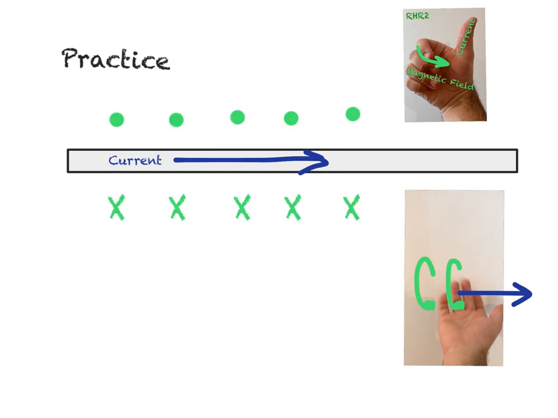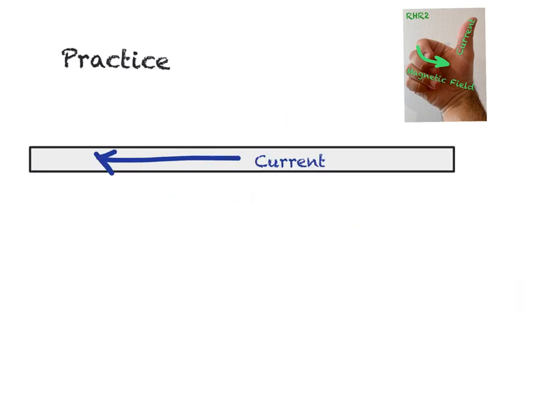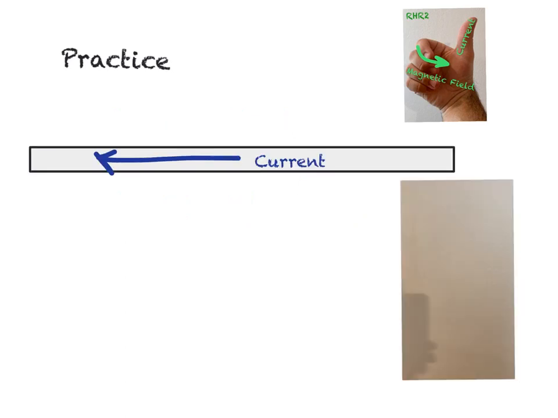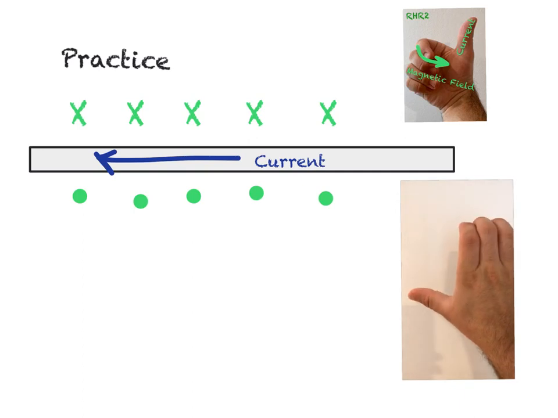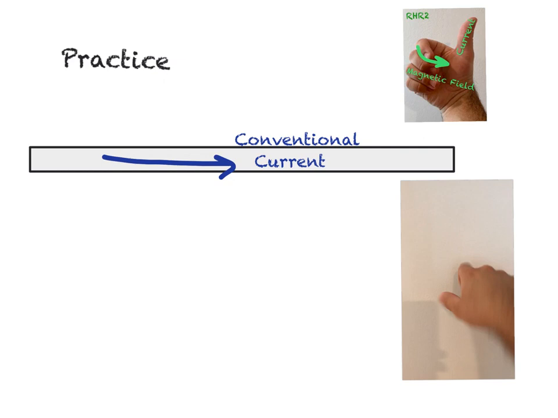Now if I flip the direction of the current, I would see that my fingers would point into the screen above the wire and come out of the screen below the wire. This is one common way that we represent the direction of the magnetic field around a current carrying wire. Now, one thing to keep in mind is the difference between conventional current and electron flow. So if I have conventional current pointing to the right, then electron flow would be to the left. Keep that in mind when using the second right-hand rule.